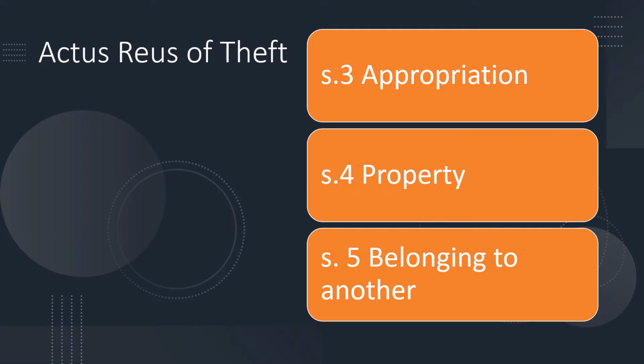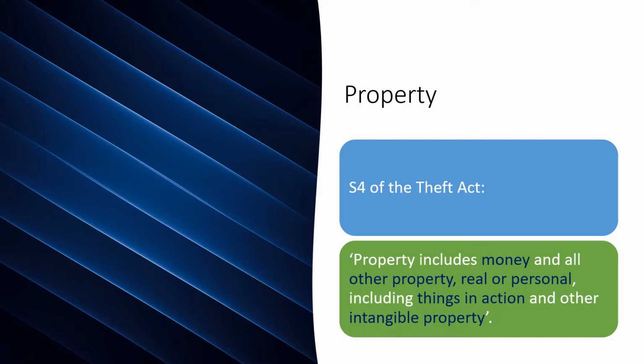So once we have dealt with appropriation, we need to consider what the person is stealing, what is the property, and this is dealt with under Section 4 of the Act. The definition of property according to the Act is: property includes money and all other property, real or personal, including things in action and other intangible property. So what you should do is consider what all of these things mean.